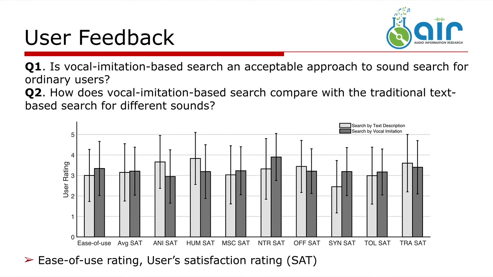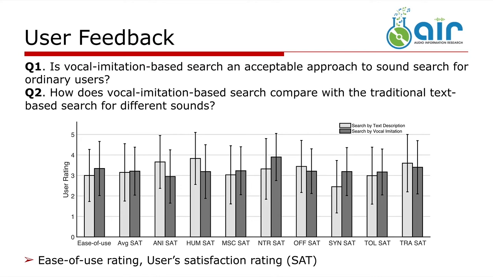In this figure, we compare two types of user ratings between Vroom and TextSearch. First, user satisfaction rating indicates how satisfied a user is with each search by comparing the finally retrieved sound to the reference sound. Second, the ease of use rating evaluates a user's overall experience of each search engine upon the completion of all 10 searches. Vroom shows a statistically significantly higher ease of use rating than TextSearch at a significance level of 0.05.